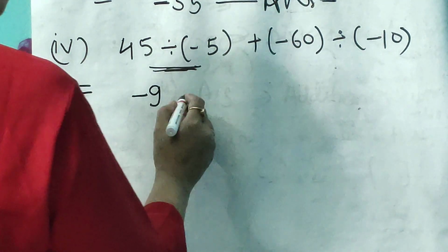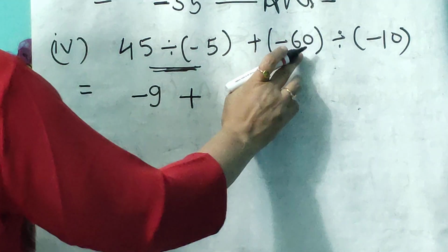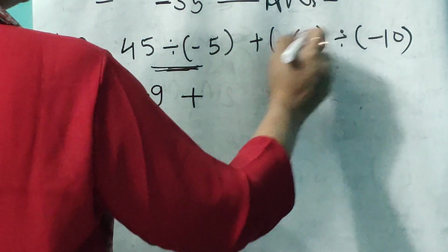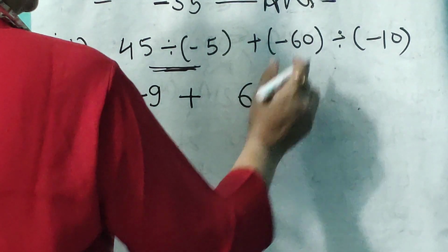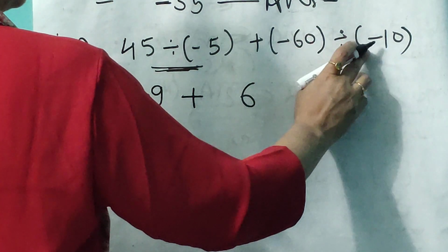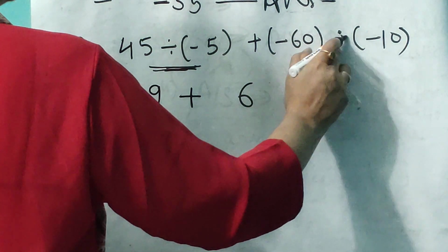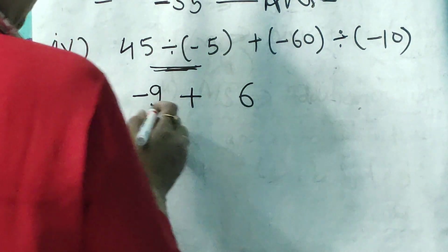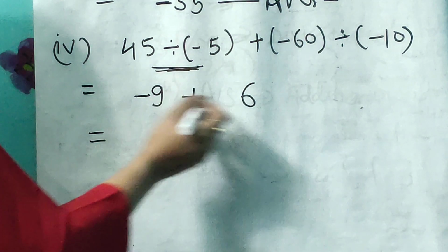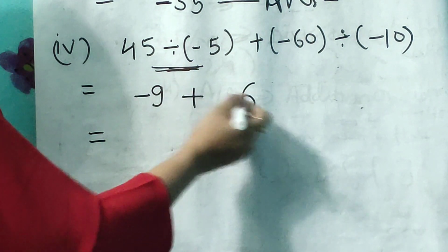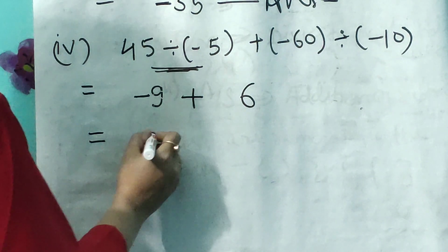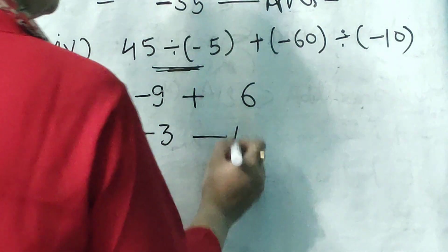Now this plus sign you will copy as it is. Now this minus 60 divided by minus 10. 10 sixes are 60, and when two negative integers are divided by each other, the answer will be positive. Now minus 9 plus 6. So what will be the answer? Minus 9 plus 6. You will subtract and put the sign of the greater integer. So it will be minus 3. So this is your answer.